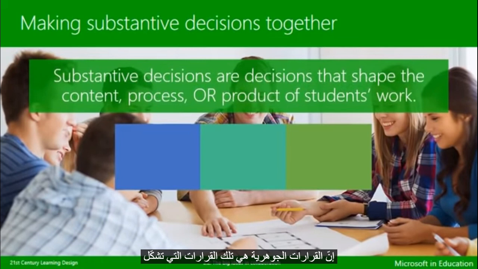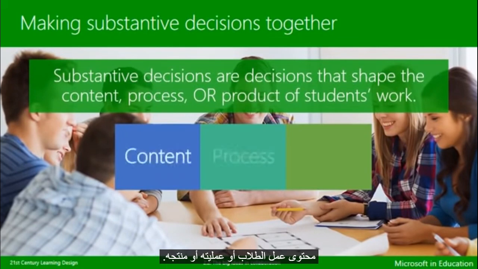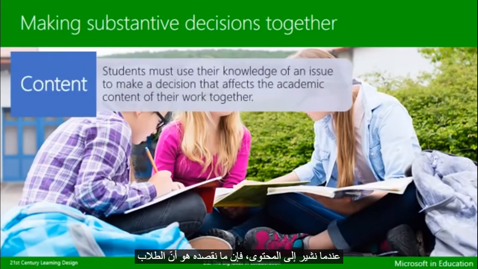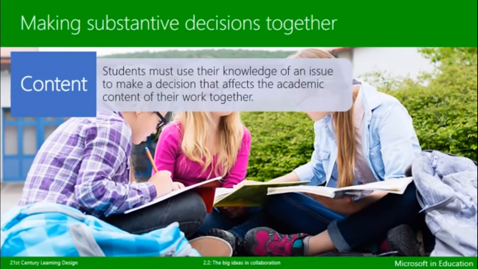Substantive decisions are decisions that shape the content, the process, or the product of the student's work. When we refer to content, what this relates to is that students must use their knowledge of an issue to make a decision that affects the academic content of their work together, such as taking a stance on a topic that they will then write about, or deciding on a hypothesis that they will test.